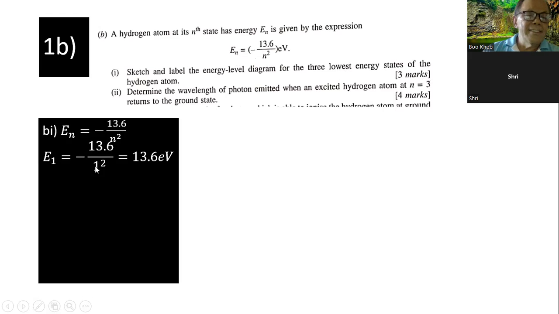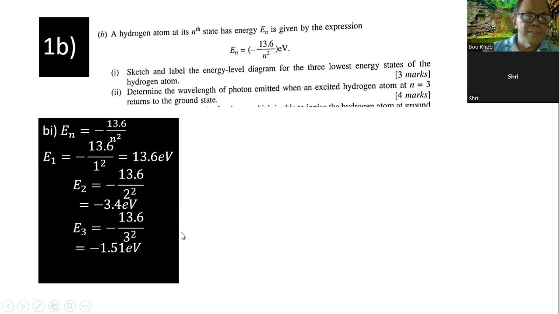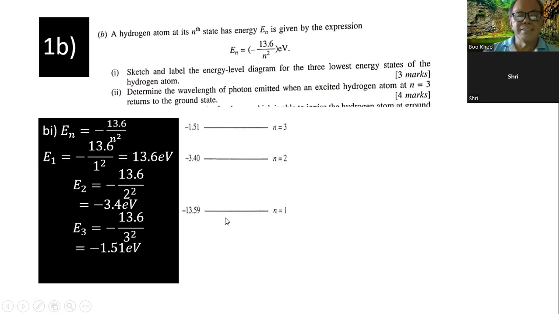Right? For n equals 1, calculate out. n equals 2, right? And n equals 3. Calculate out, not memorize, then draw. Okay, that's your n1, n2, n3. You can put the energy level on the other side if you want to. And then just tell them this is in electron volt.